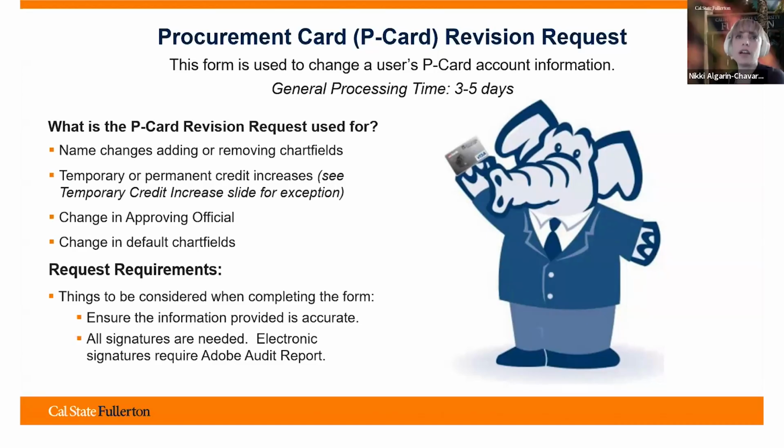So the procurement card revision request form is used to change P card account information. The general processing time for this is 3 to 5 days. What is the P card revision request form used for? Name changes, adding and removing chart fields, temporary or permanent credit increases, changes in approving official, and changes to the default chart fields.